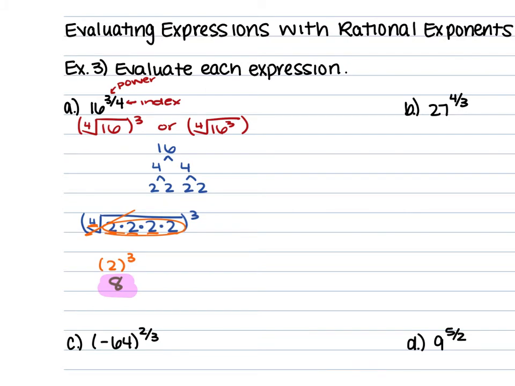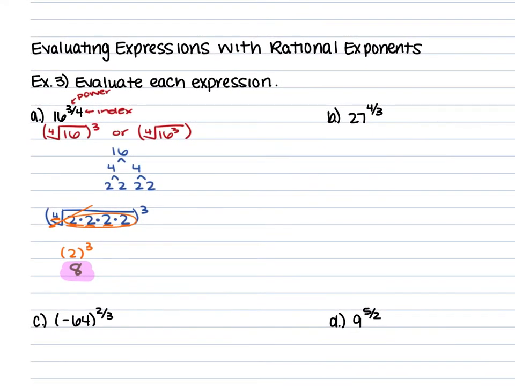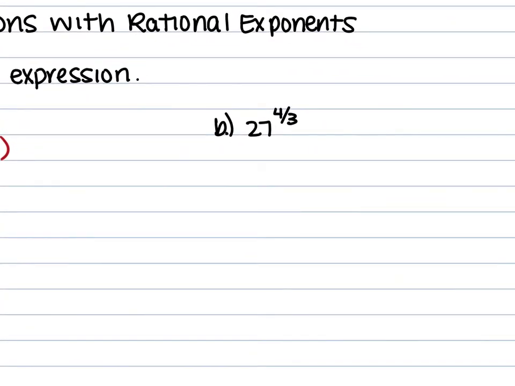For B, we have 27 raised to the 4/3. So that 4/3, I have to find my index and my power from it. Remember, numerator, power, denominator, index. So we can rewrite this as the cube root of 27 raised to the 4th power. Again, I choose to do it this way just because I find it simpler. I don't want to multiply the 27 by itself 4 times and then find the cube root of whatever that number is.